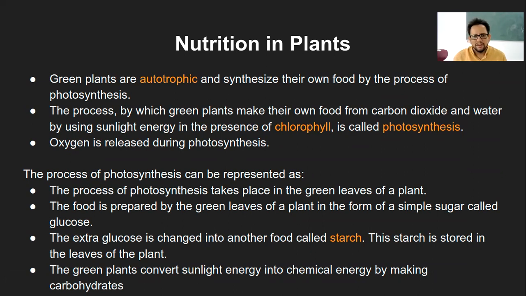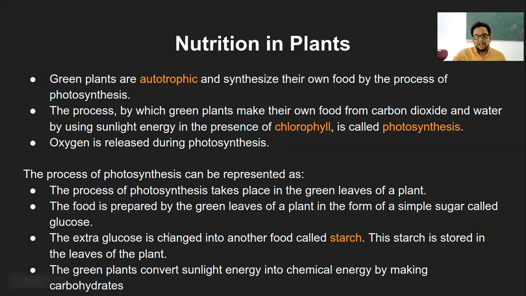Now, this process is usually represented with different facts or statements. First, it takes place in the green leaves of a plant. We know this. The food is prepared in the green leaves to form a simple sugar called glucose. The sugar that we commonly eat is not the term being used here. This sugar means carbohydrates. So a simple carbohydrate or a simple sugar is glucose, and that is synthesized during photosynthesis.